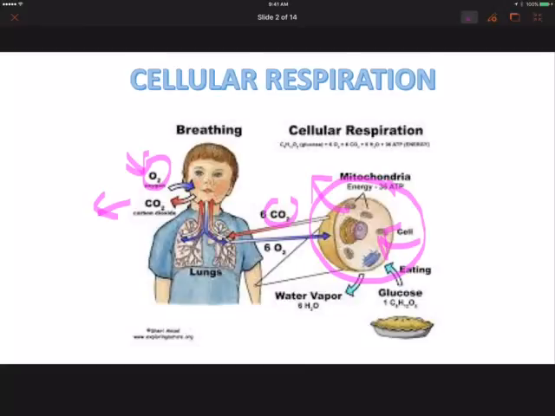You also eat some glucose. So there's a nice picture of a pie. You're eating some sort of sugar. That sugar finds its way to the same cell, into the mitochondria, and that glucose and oxygen undergo a chemical reaction to produce energy. It produces ATP. That's our energy molecule.